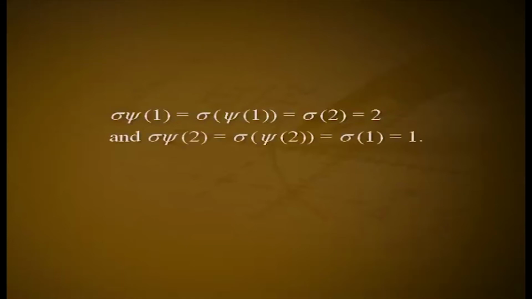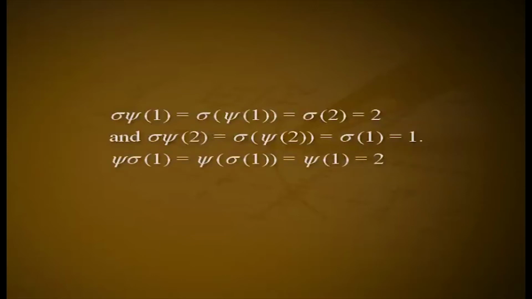As sigma and psi are functions, the compositions of sigma and psi can be discussed. The two composite functions are sigma psi and psi sigma. We compute them as follows. Sigma psi of 1 is equal to sigma of psi of 1, which is equal to sigma of 2, which is equal to 2, and sigma psi of 2 is equal to sigma of psi of 2, which is equal to sigma of 1, which is equal to 1.